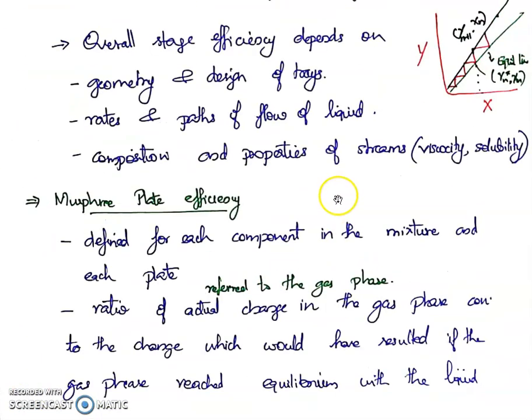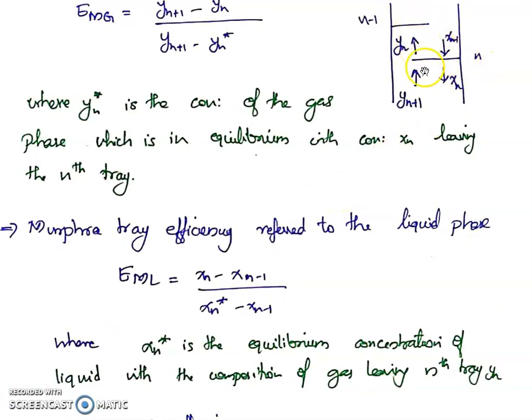Let's try to visualize a tray. You can see a tray column, and let's say this is the nth tray. Yn plus 1 is the composition of the solute in the gas phase entering the tray, and Yn is the composition with which the gas phase leaves the nth tray. Let's assume that Yn star was the equilibrium composition that should have been achieved in the tray. Then Murphree plate efficiency with respect to gas phase is equal to (Yn plus 1 minus Yn) divided by (Yn plus 1 minus Yn star). Here if Yn and Yn star are equal, that means if equilibrium is reached in each stage, efficiency will be equal to 1. Here Yn plus 1 and Yn represent the measured compositions entering and leaving the trays respectively.